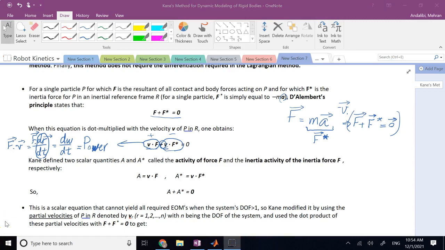Kane, instead of defining V dot F as power, called this term activity. So it says A, which is V dot F, is the activity of the external force F, and A star, which is V dot F star, is the activity of inertial forces, or they call it the inertial activity of the inertial force F star actually here.